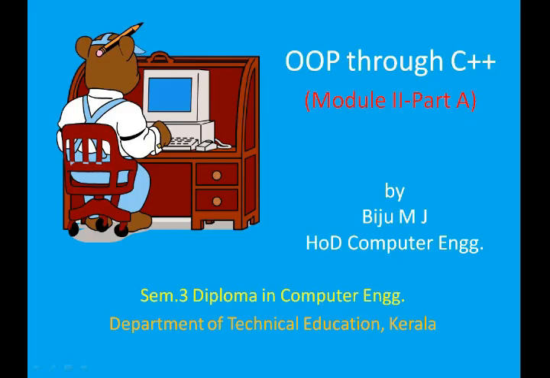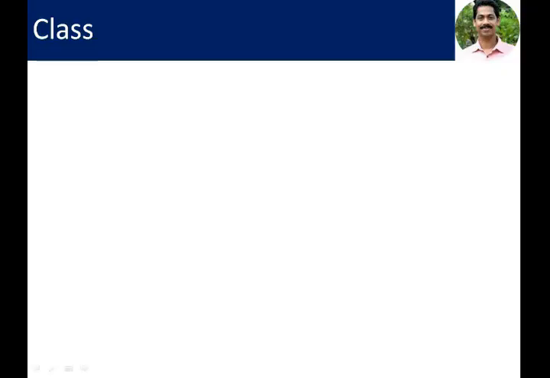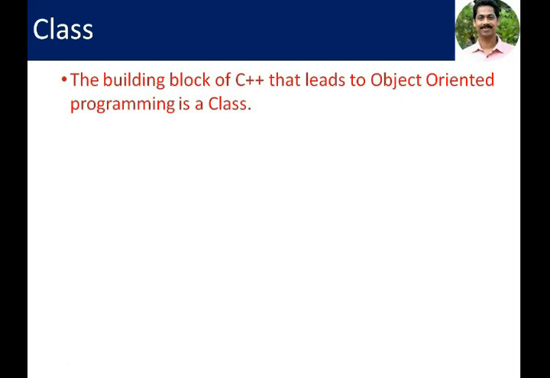The concept of class. What is a class? It is the basic building block of C++, which leads to object-oriented programming. Why is it called the basic building block? Without a class, we cannot define objects. Without objects, we cannot write object-oriented programs. That's why the class is a very important building block of C++. Object-oriented programming always deals with objects, so to define such objects, we must define a class in advance.